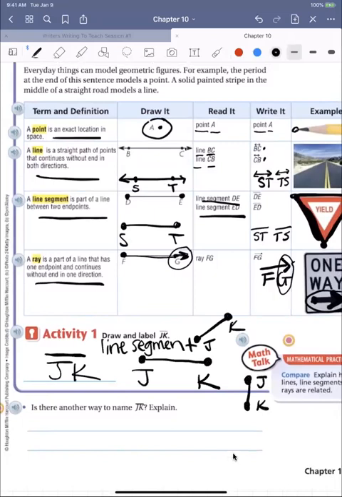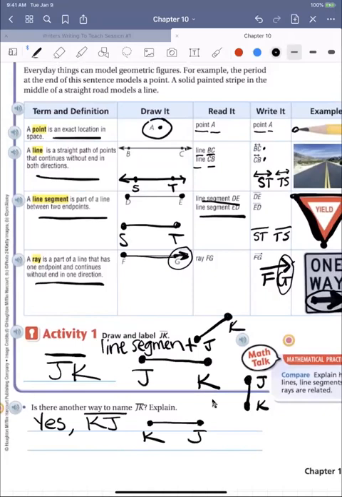Then it asks us on the bottom, is there another way to name line segment JK? Explain. Well, yes, there is one more way. I'm going to give you a second to see if you can think of the other way I could write line segment JK. All right, let's see if we thought of the same thing. I know that line segments can also go both directions. So if I rewrote it as line segment KJ, it would be like that.